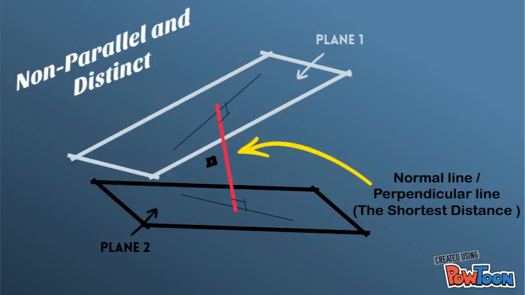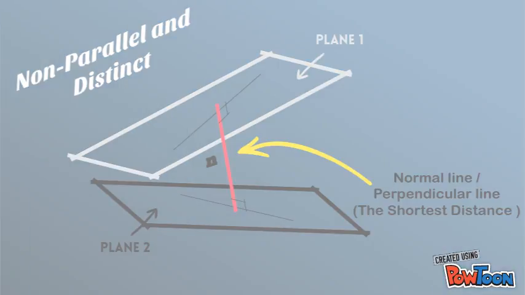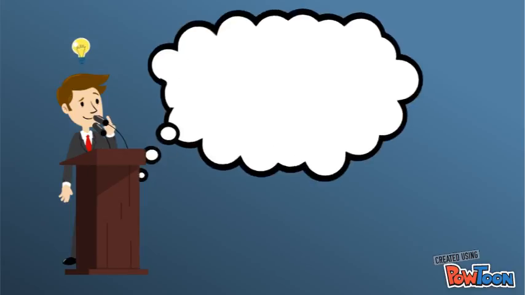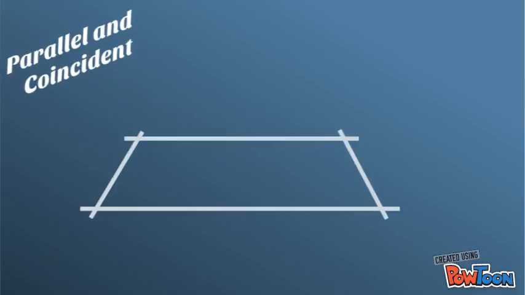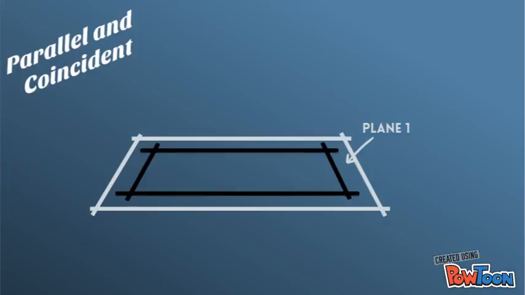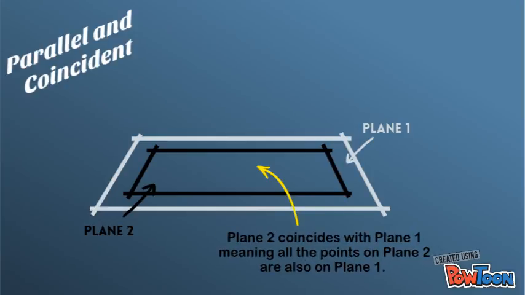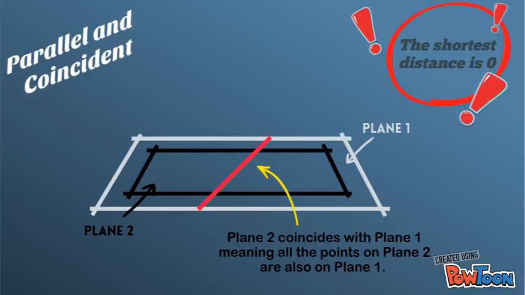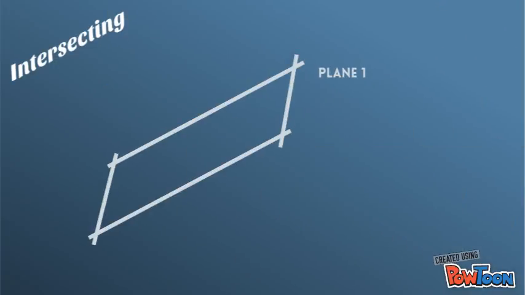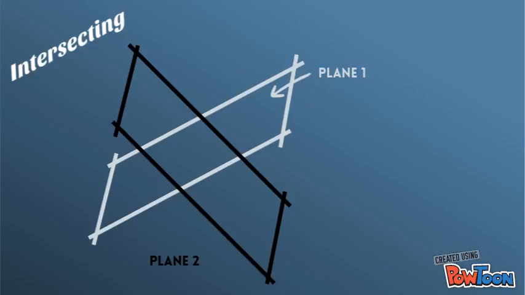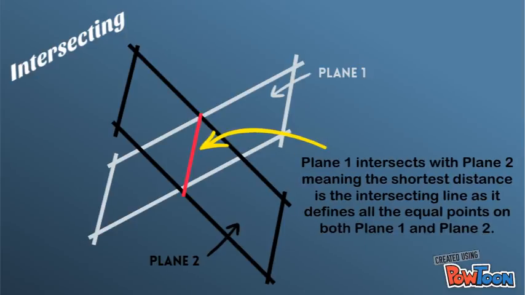As for the zero cases, distance will not be defined for planes that are parallel and coincident. The reason is because the planes coincide, essentially meaning all the points on each of the planes are equal. That means the shortest distance between them is zero. This is also evident for intersecting planes, as the intersecting line of the two planes will define all the equal points on both plane 1 and plane 2, which technically refers to zero distance.